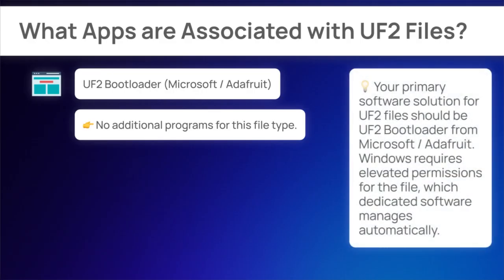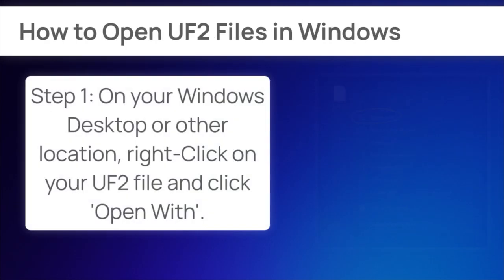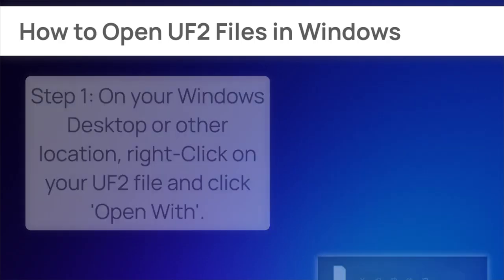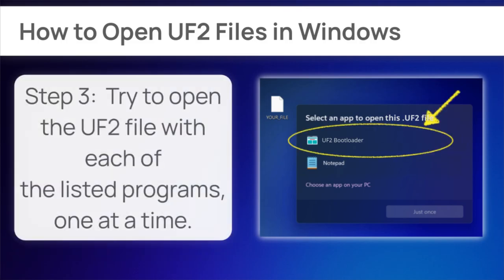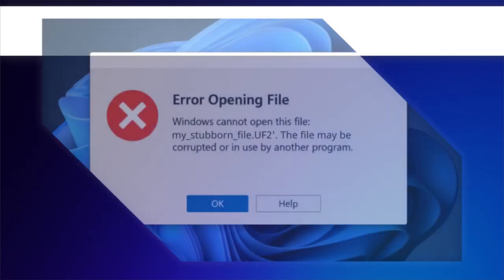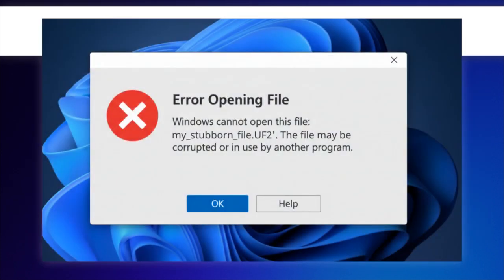Windows requires elevated permissions for the file, which dedicated software manages automatically. Windows offers little insight into firmware content, so updates must be performed with the correct software. Open the context menu by right-clicking your UF2 file and choosing Open With. Try UF2 Bootloader first. If it's absent, select another program. This trial and error approach is critical for diagnosis. If you cannot access the UF2 file, no problem.